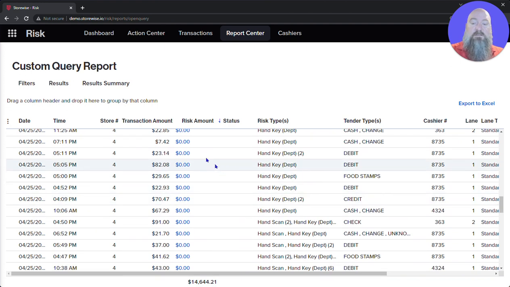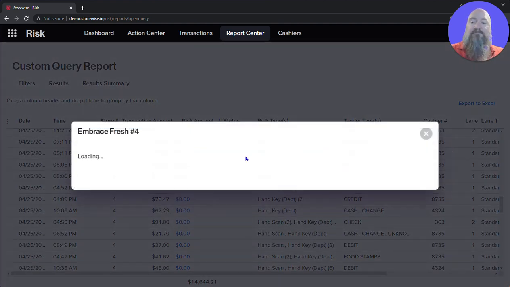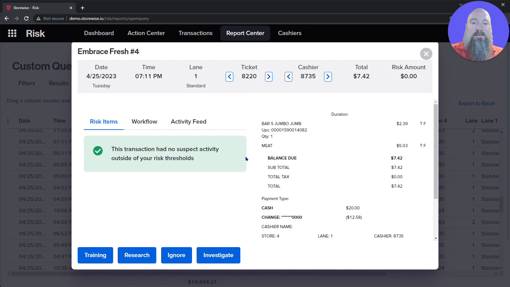So for instance, here's one where the total transaction amount was $7.42. So let's take a peek at that transaction. And what we're going to find out is we had a meat hand key right here for $5.03. However, the other items scanned perfectly fine. This may be something that we want to go ahead and look at and understand why these items were hand keyed and a label wasn't scanned.